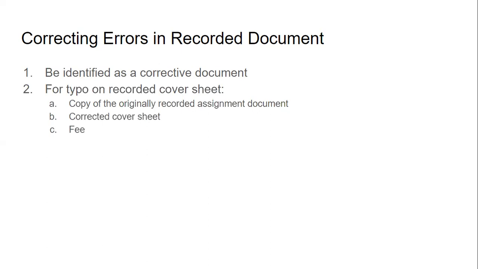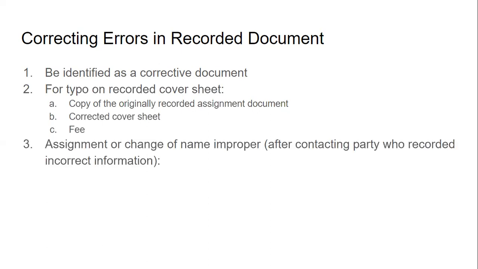So then for correcting errors in a recorded document, it has to be identified. You have to submit something that's identified as a corrective document. For a typo on a recorded cover sheet, you have to include a copy of that original recorded assignment document and a corrected cover sheet and a fee, of course.